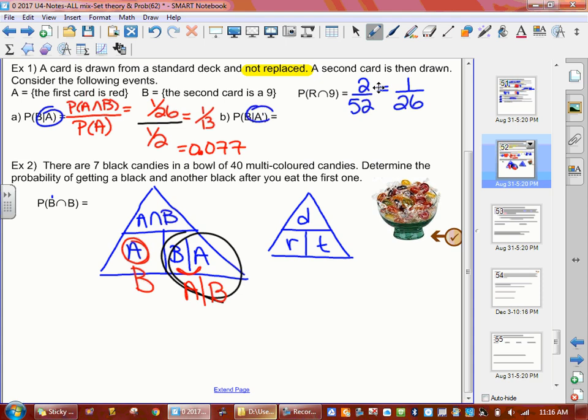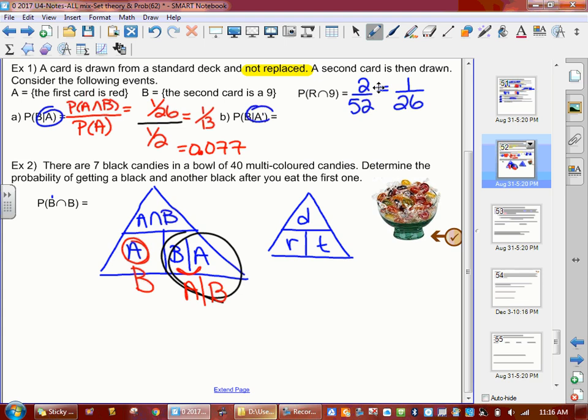So what did we just find out? Picking a 9 after we already picked a red card is going to come up 1 in 13 times. That's what we just figured out. Now we're going to figure out the next one.